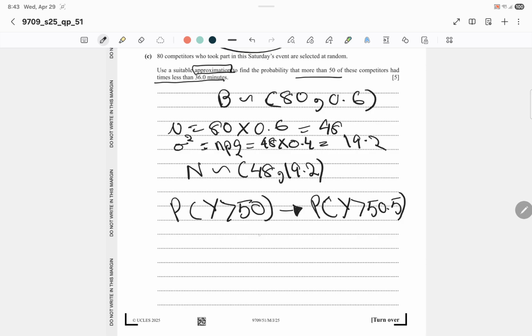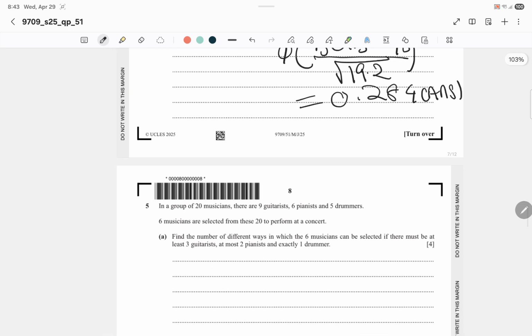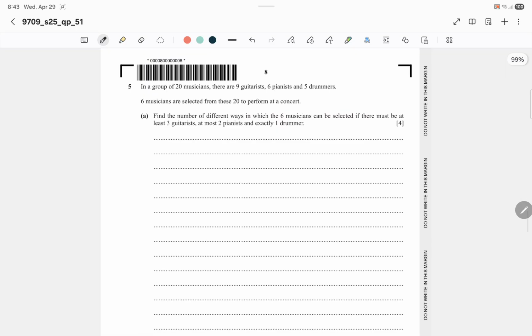Now we know all the values. Just do it as normal as possible. 50.5 minus 48, over root, because this is variance not sigma, 19.2. And using the calculator or the MF19, you should get 0.284 as the final answer. Yes, as always. Moving on to question number 6.